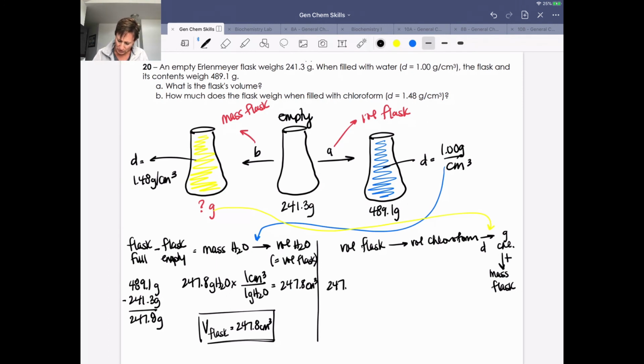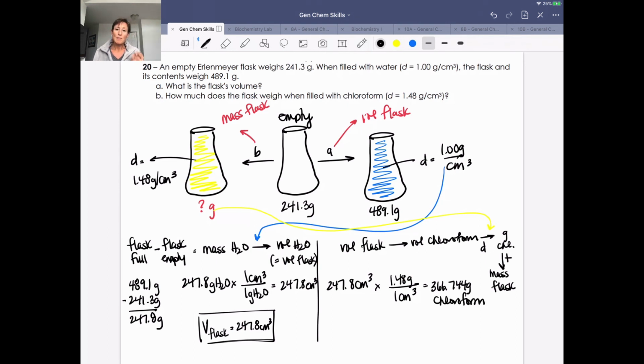So we've got 247.8 cubic centimeters is the volume of our flask, so that's also going to be the volume of chloroform. So again, the volume of chloroform, we can walk between volume and mass if we have density. In this case, we know that the density of chloroform was 1.48 grams per centimeter cubed. So my centimeter cubed gets a value of 1.48 grams. And so now I know that I am going to have 366.744 grams of chloroform.